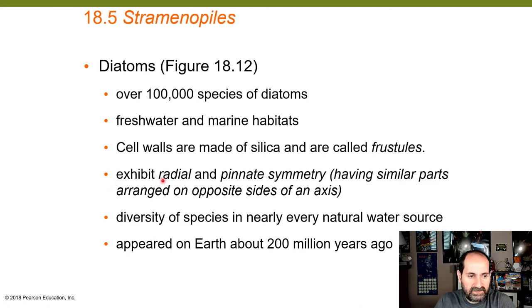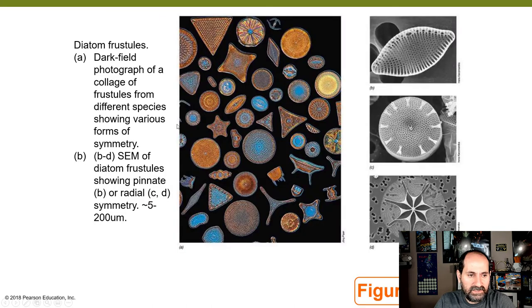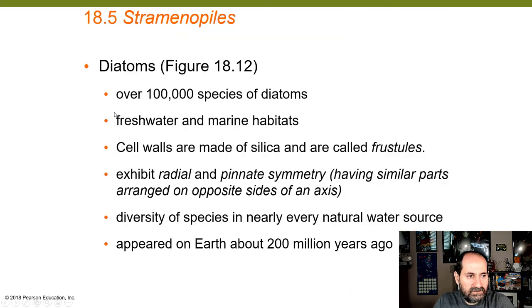These frustules can exhibit radial and pinnate symmetry. Pinnate meaning having similar parts arranged on opposite sides of an axis. So let's take a look at these. This is a dark field micrograph, and these on the right are SEM scanning electron micrographs of beautiful diatoms. You've got triangular shape. I love this one. You have star shaped, circular. You know, this one here is an example of the... what was that called?